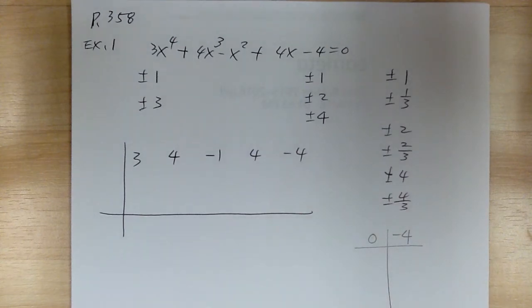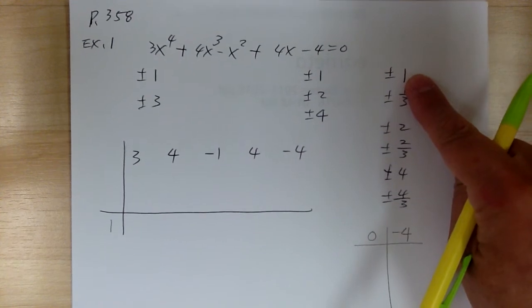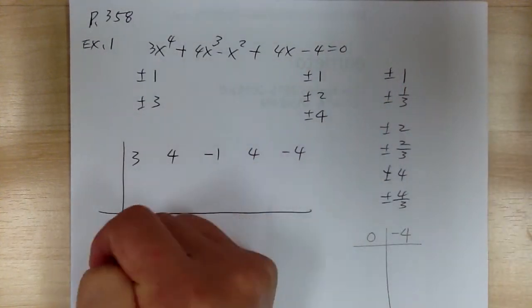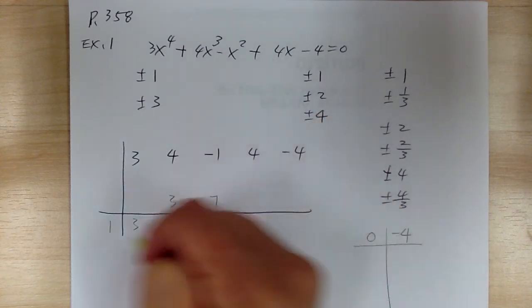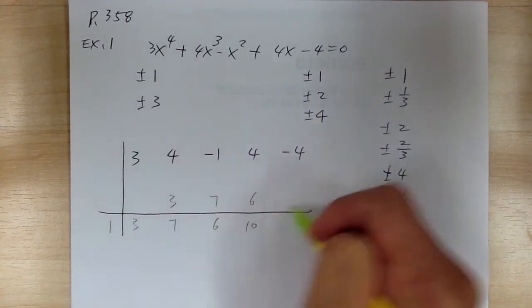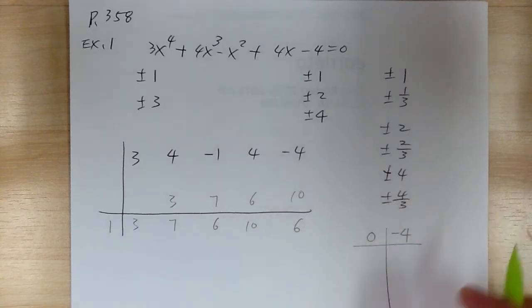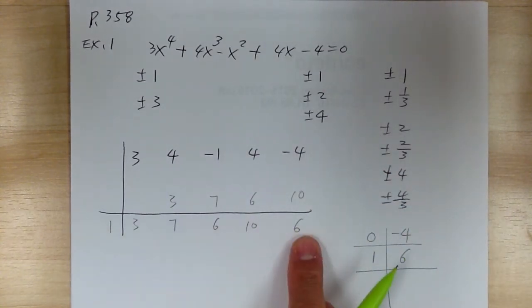What I'm going to do is try a number. I usually like to try 1 and -1 because those are easier to evaluate. So I'm going to try 1. 1 is on the list, so I can try that. Drop, multiply, add, multiply, add, multiply, add, multiply, add. So if I try 1, I get 6.